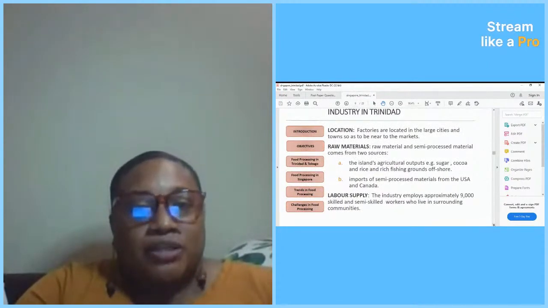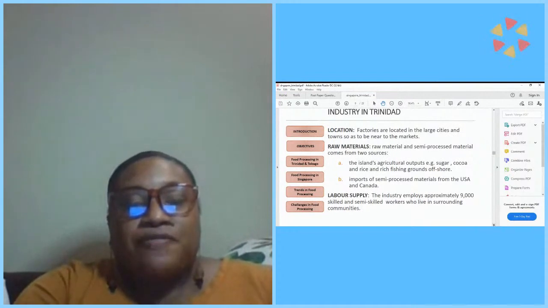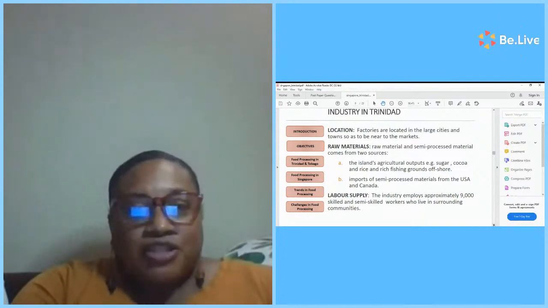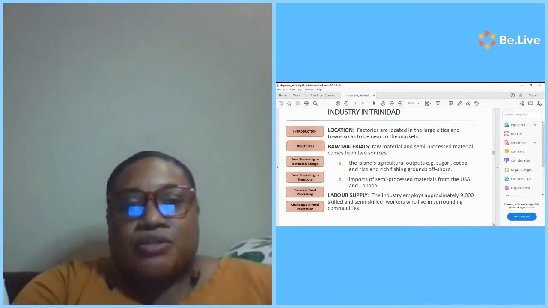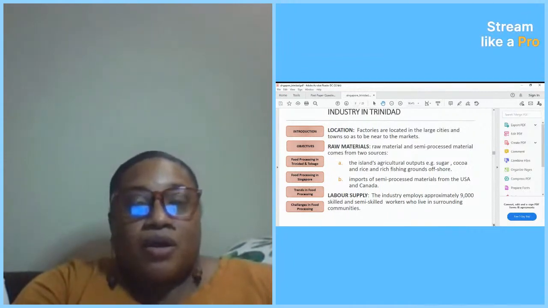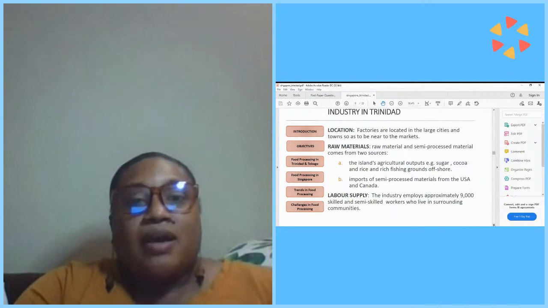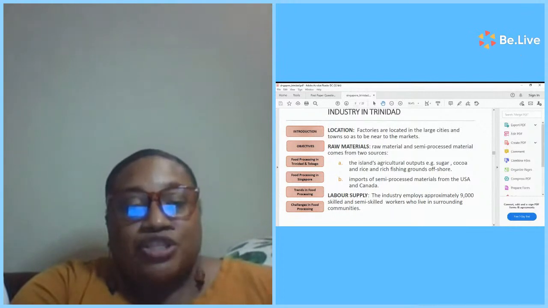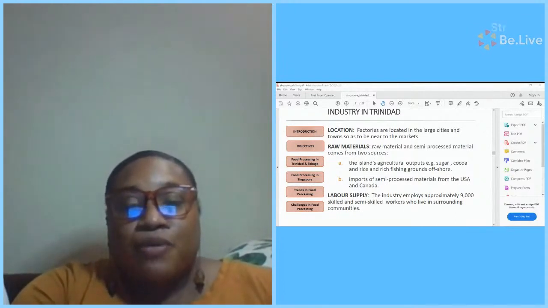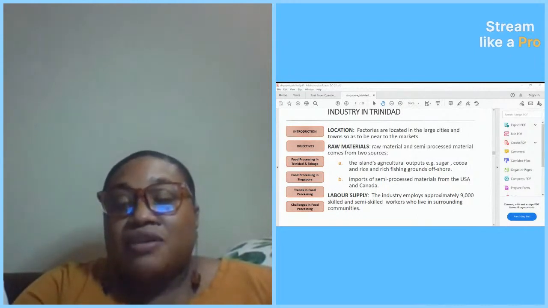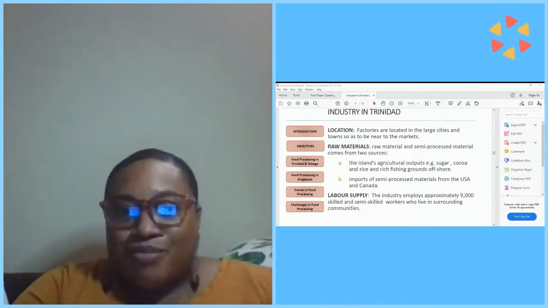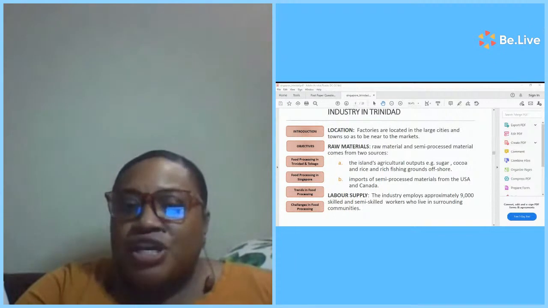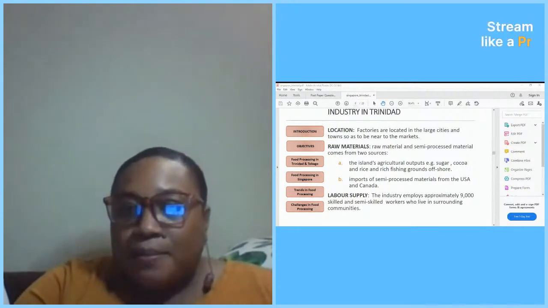In terms of location, this is now where we're going to the factors affecting the location of the industry. Most of the factories are located in large cities so that they are close to the markets, or they are in towns where they have access to markets, also close to highways. A lot of our industries in Trinidad are close to the highway. If you ever look at where Nestle is. Ramsarran was also a very small family business, Takiya, and they produce the peanut punch and juices. I think it's most known for the peanut punch, right?